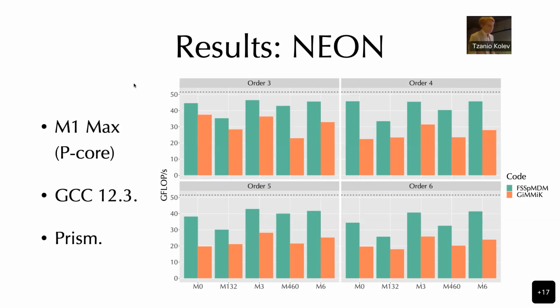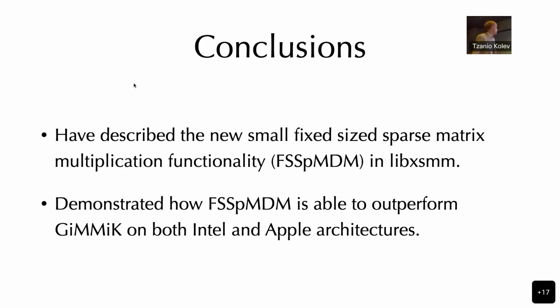So, in conclusion, we've described a new small fixed size sparse matrix multiplication routine that is in libxsmm, and have shown how it's able to outperform GiMMiK on Intel and Apple architectures, especially for prismatic elements.